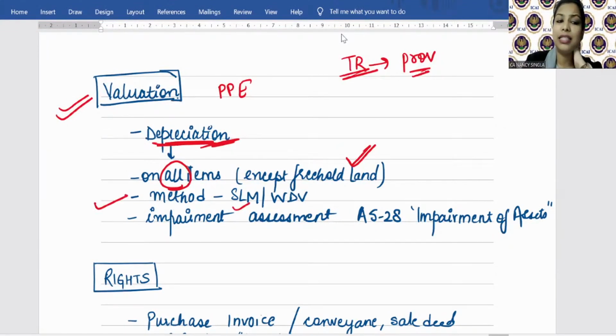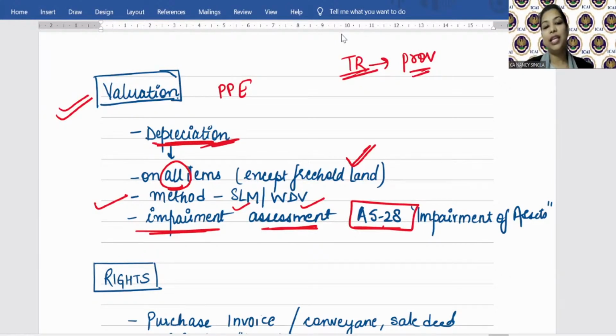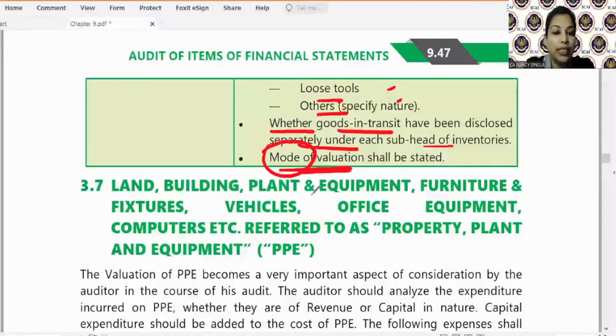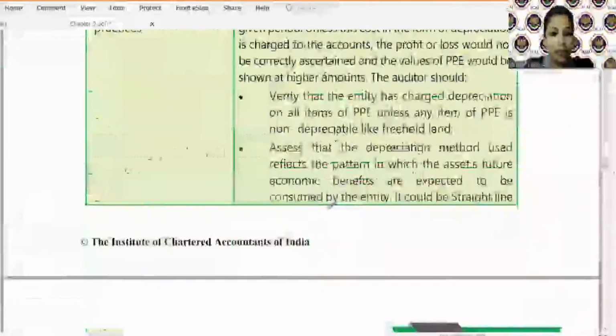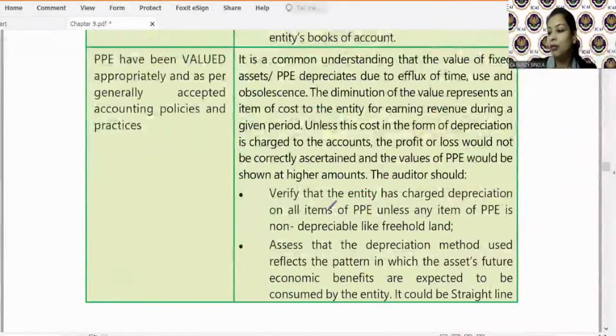What is the method? Is it SLM, WDV? Impairment assessment. Quickly, although it is mentioned here, in terms of AS 28, whether the impairment has been done if it is required. Now, what is this? Let us just do this valuation part. Let us have a look at this valuation part from the module.